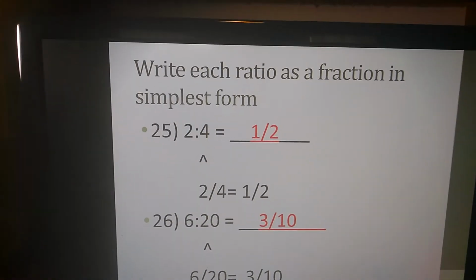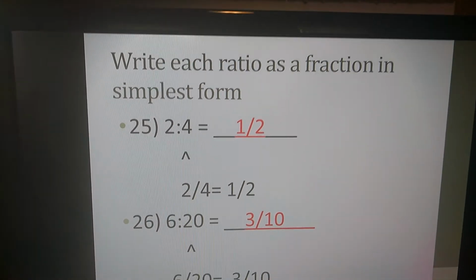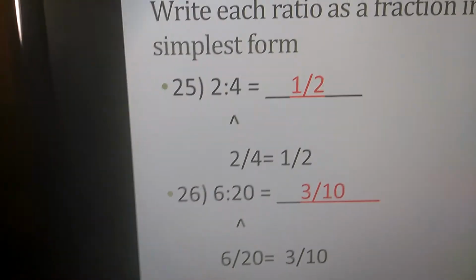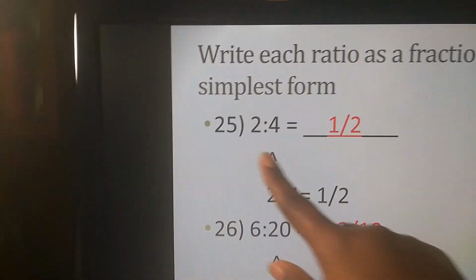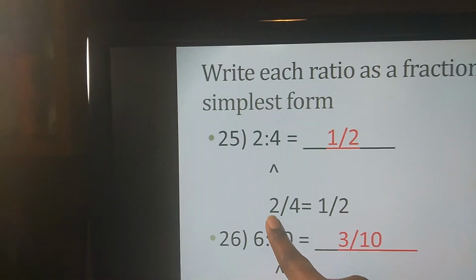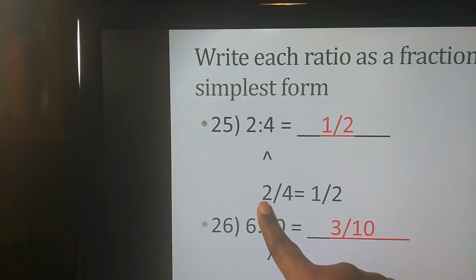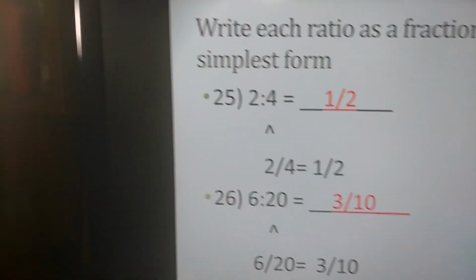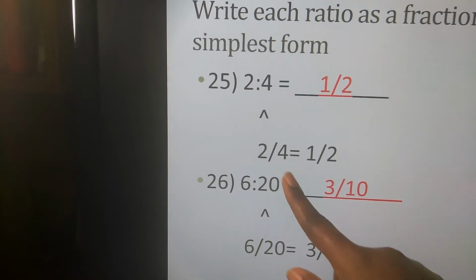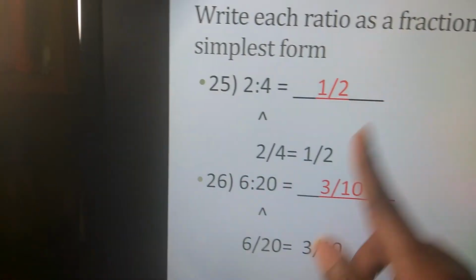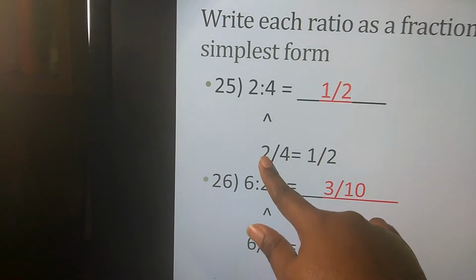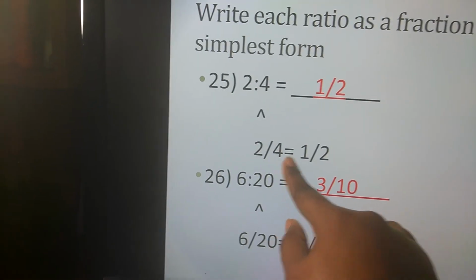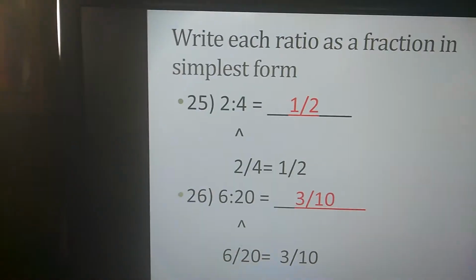So it says write each ratio as a fraction in simplest form. So number 25, we have 2 and 4. And like I said, it's the same thing as writing it as a fraction. So 2 over 4 is in fraction form, and you want to reduce that fraction, all you have to do is this. At the top, 2 goes into 2 1 time, and then 2 goes into 4 2 times. So that's all you got, a half, 1/2.